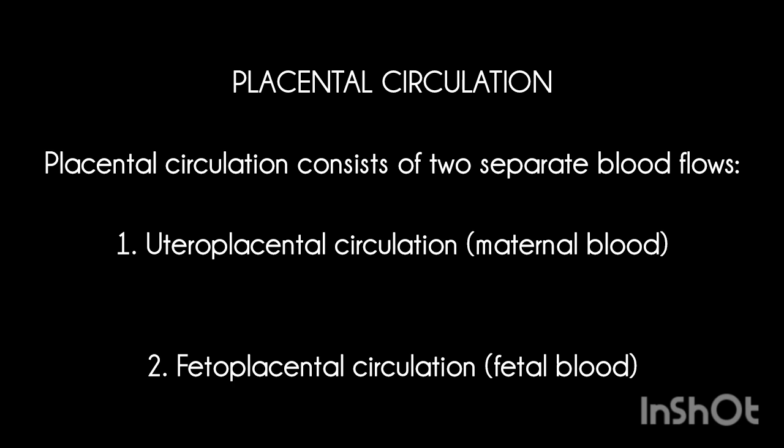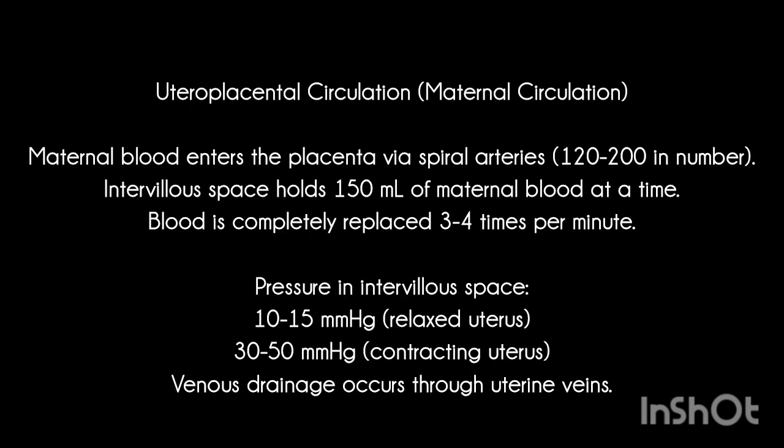Placental circulation. Placental circulation consists of two separate blood flows. 1. Uteroplacental circulation, maternal blood. 2. Fetoplacental circulation, fetal blood. Uteroplacental circulation, maternal circulation. Maternal blood enters the placenta via spiral arteries, 120 to 200 in number. Intervillous space holds 150 milliliters of maternal blood at a time. Blood is completely replaced 3 to 4 times per minute.